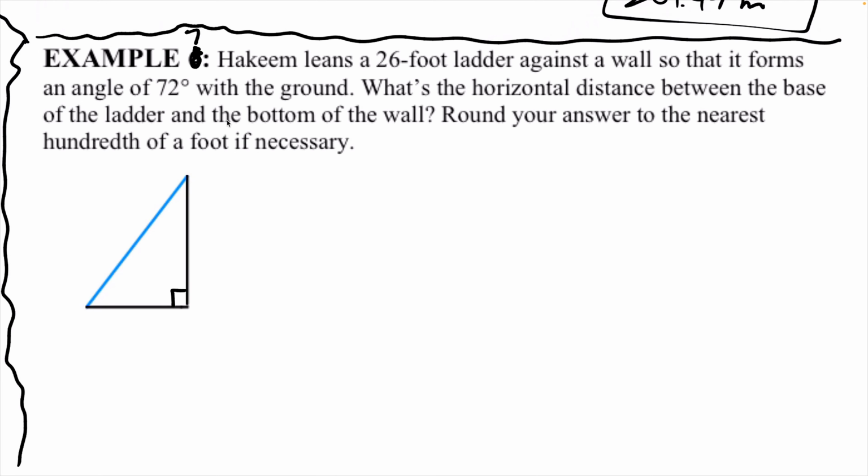We know a couple things. We know the ladder's 26 feet, right? We know there's a right angle. So 26 feet here. And then it says 72. Where does 72 go? Does 72 go at the top or at the bottom? Yeah, where the ground is, right? Because it says where the ladder meets the ground. That's at the bottom.